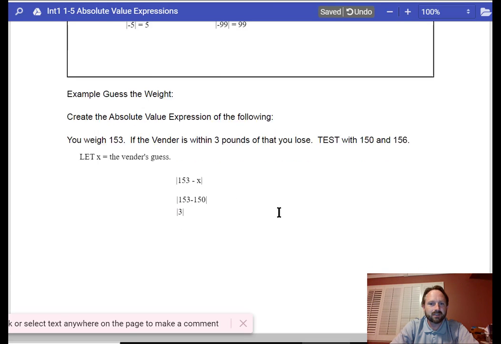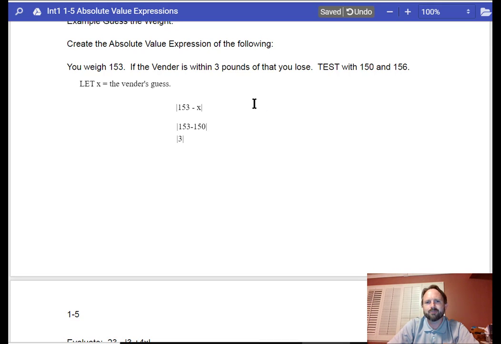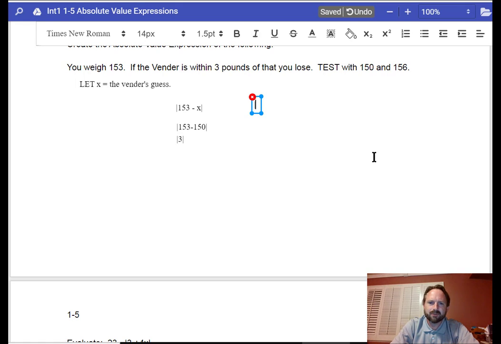Well, let's test this. What if we test 156? The absolute value of 153 minus 156. We know that's going to be 3 above, but if we subtract that out, we get negative 3. So how far away is negative 3? Well, it's 3. The expression evaluated would be 3. So if we choose something in between those 2 points, then the vendor wins. We don't get our stuffed animal. We don't get no hippo today.